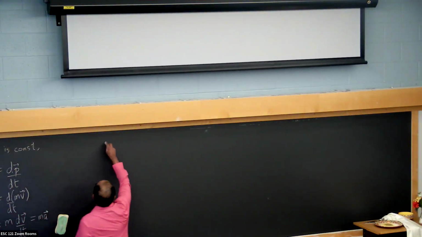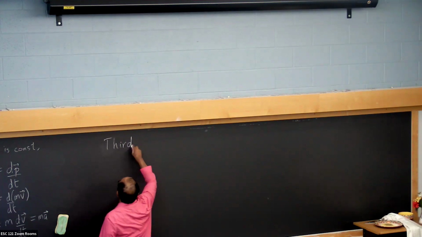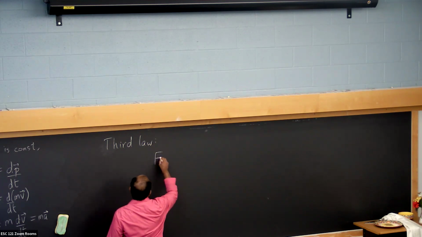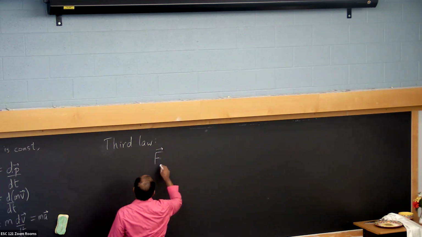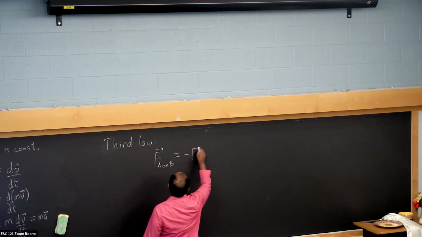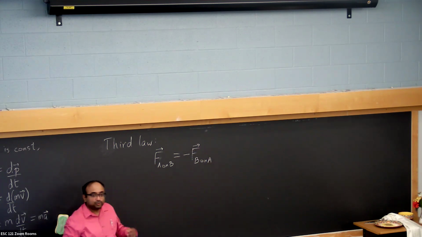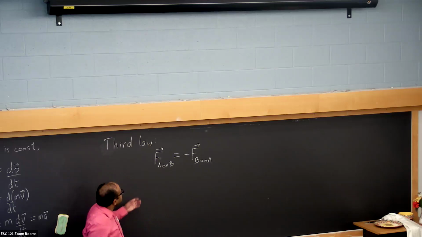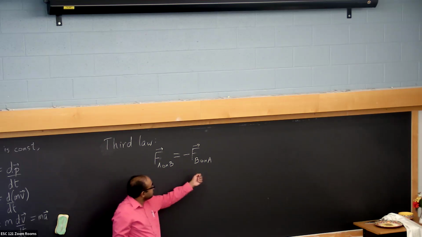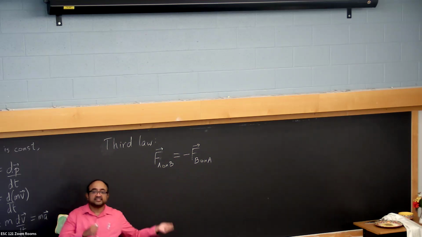So, Newton's third law. In equation form, this is quite simple. It says if you have two objects interacting, A and B, then if A exerts a force on B, then B will exert a force on A, which will be the same magnitude but opposite in direction. That's the minus. Colloquially, it's called: for every action, there's an equal and opposite reaction.